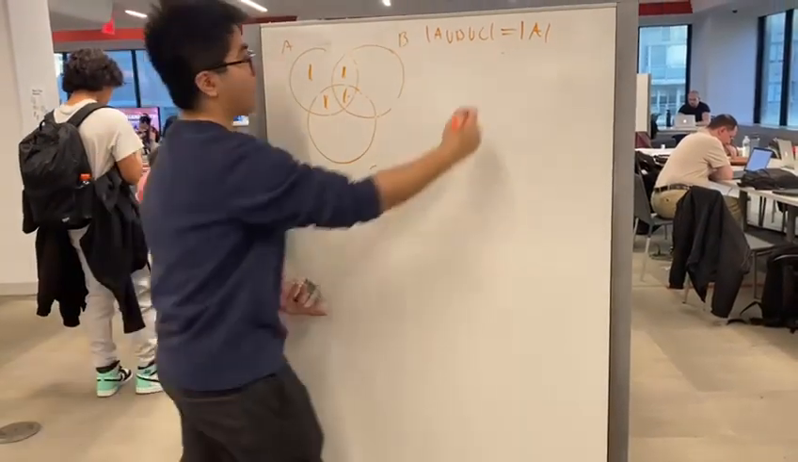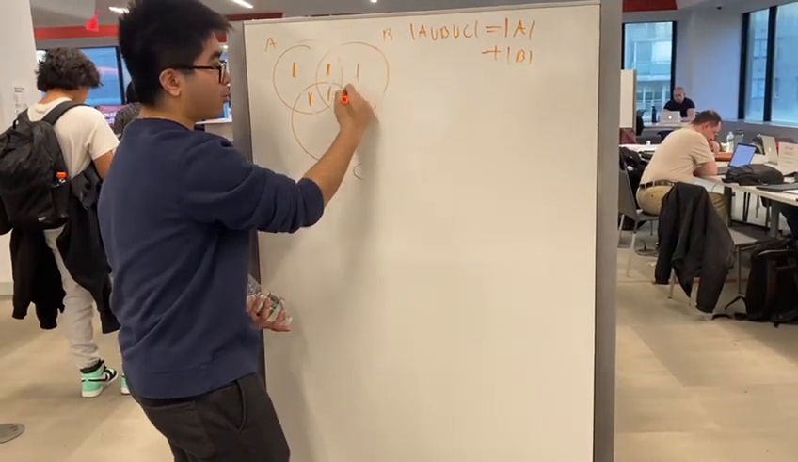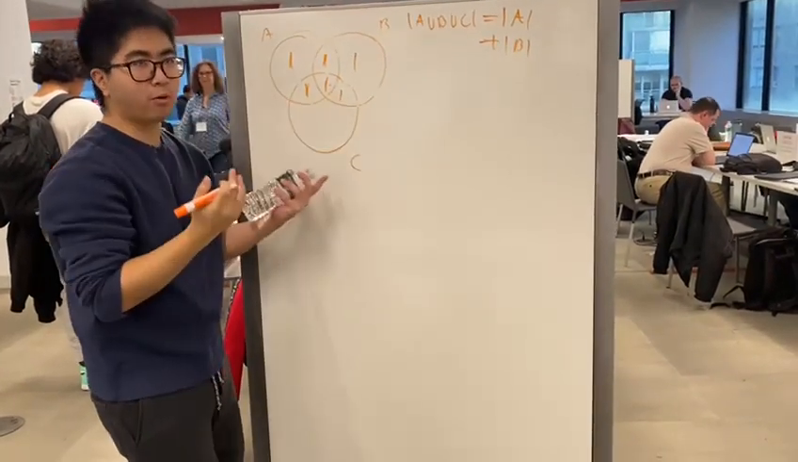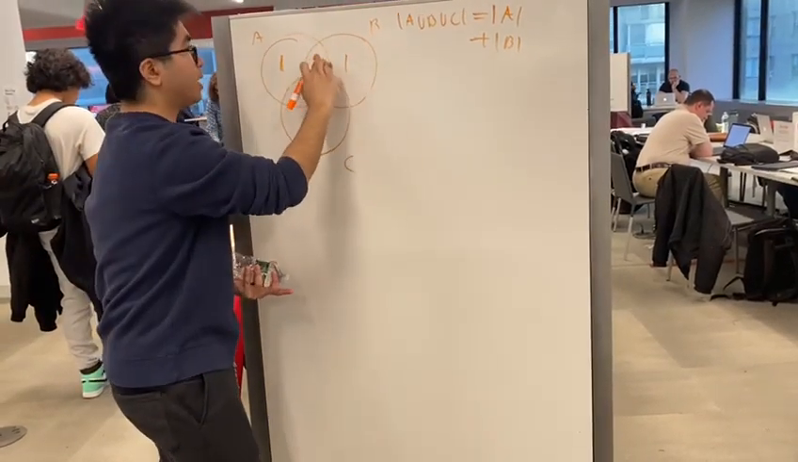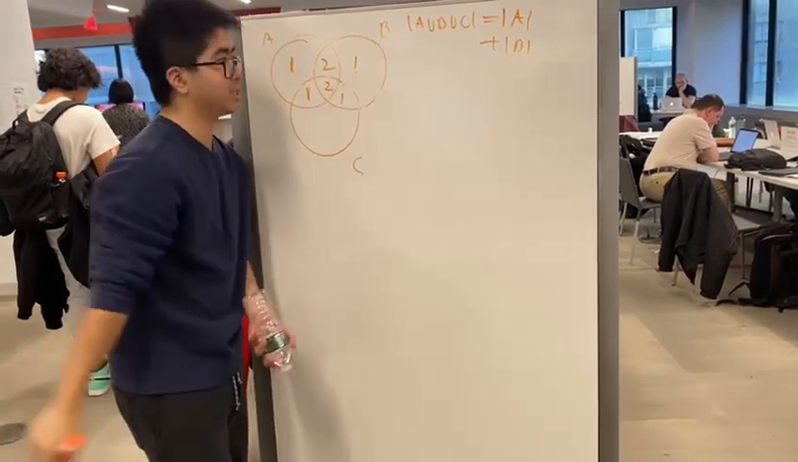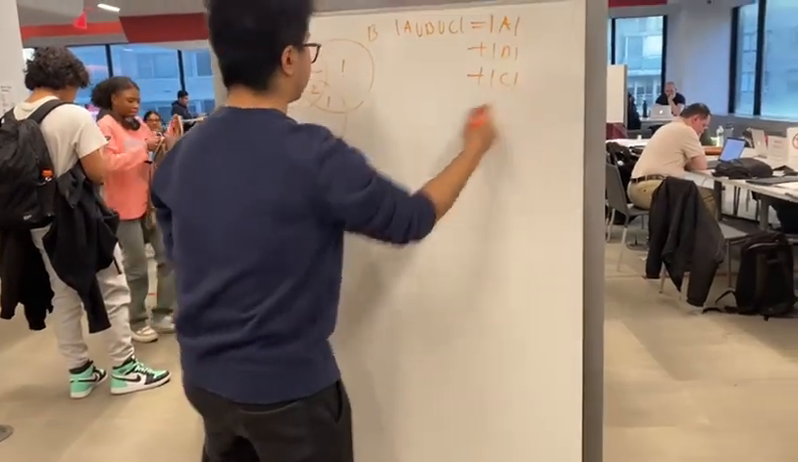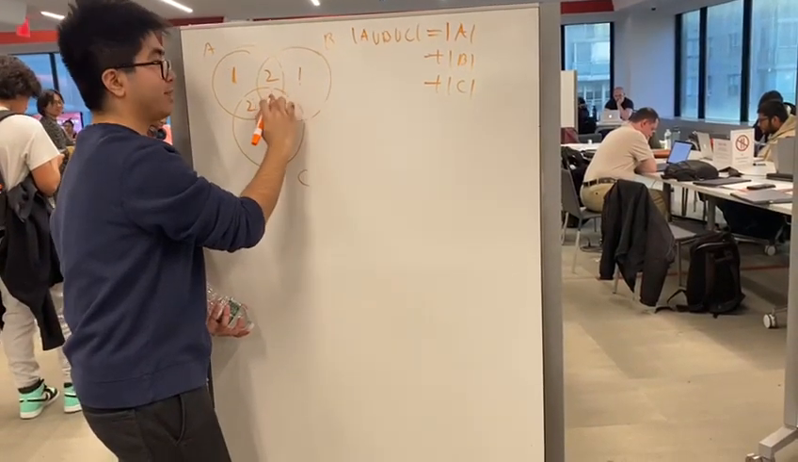Now we're going to need B also. We count this part once, this part once. But now we see some overlap. We know that A and B overlap in these two areas, but because we're only including B, we're still going to be counting this twice, still counting this twice. And so now we need C, of course. We count this once, this twice, and this 3 times.